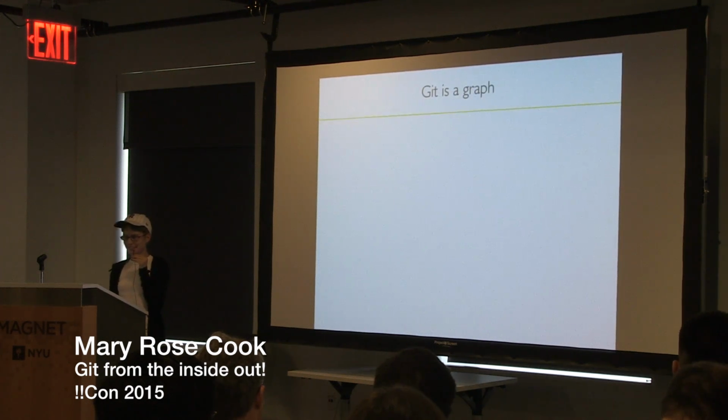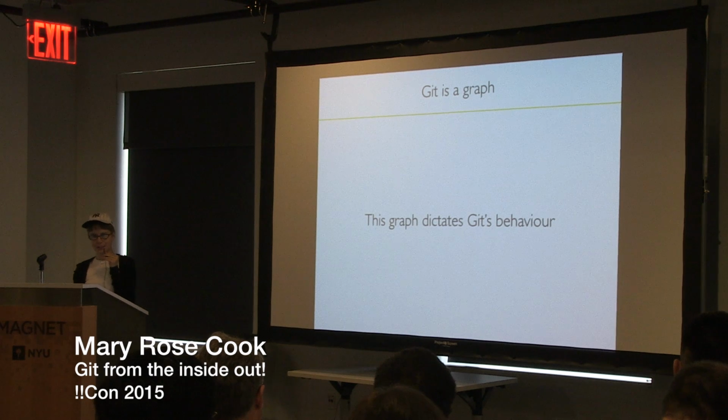Git is a graph. This graph dictates Git's behavior, which means if you understand this graph, then you understand Git.